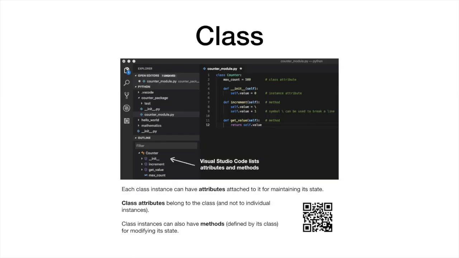Instances can have attributes for maintaining state. These attributes are called instance attributes. Instances can also have methods for operating on its attributes. Finally, there may be attributes that belong to the class, and not to individual instances. These are called class attributes. Let's now extend the class counter with methods and attributes.